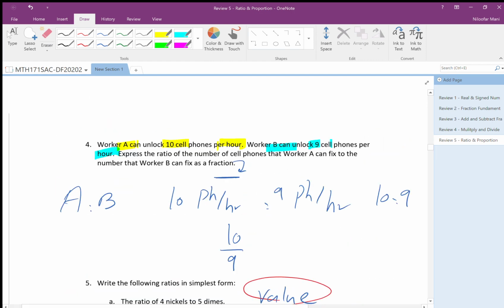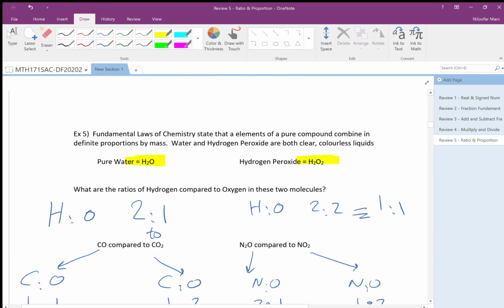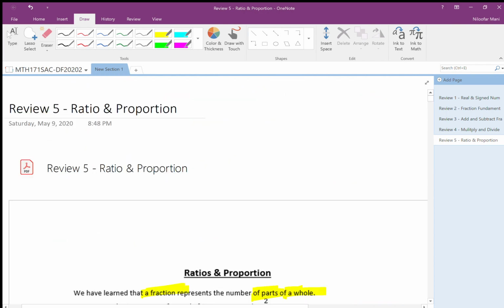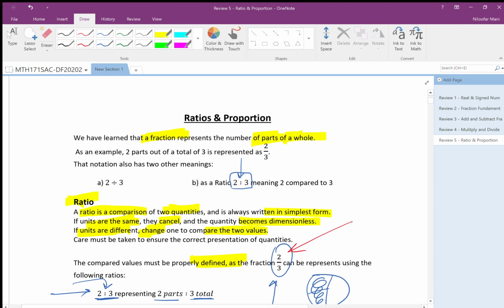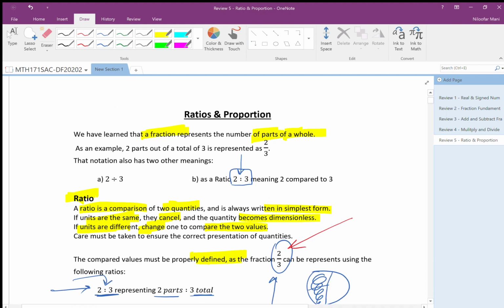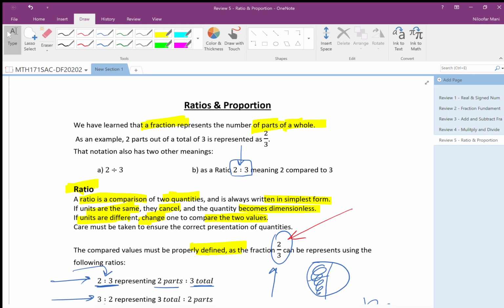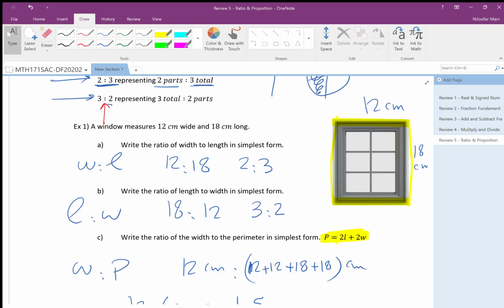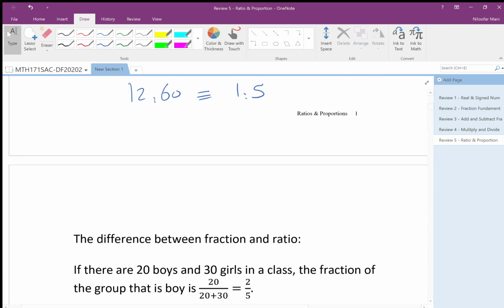Okay, so from the beginning, ratio is comparison. When I say fraction, it means part over total. When I say ratio, I have to say what to what. I either show it with a colon or I show it like a fraction. I simplify. Units must be the same. If they are not the same, I change them to each other and just simplify. Okay, then I did this example.